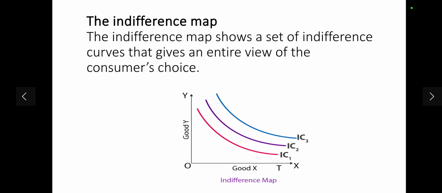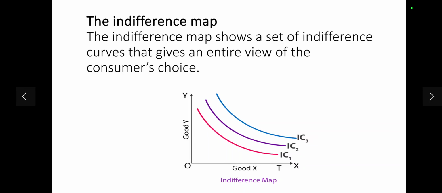Now the indifference map is going to show us the entire view of the consumer choice. The consumer can rank his preferences. The consumer on IC1 is having a lower level of satisfaction. As he moves on to a higher IC, he will get a higher level of satisfaction. IC1 gives lower level of satisfaction and IC2 gives higher level of satisfaction. This is clear from the diagram because on IC2, the consumer is getting more of good Y and of good X than on IC1. So definitely the consumer is having a higher level of satisfaction. Similarly, on IC3, the consumer will get more of good Y and of good X compared to IC2. Therefore, the consumer has a higher level of satisfaction.